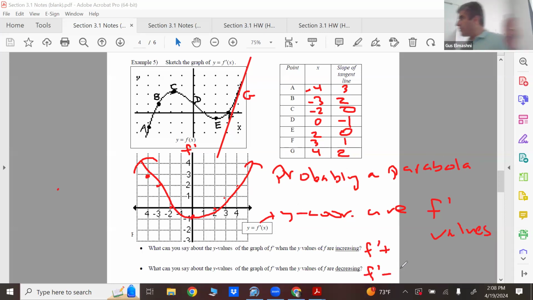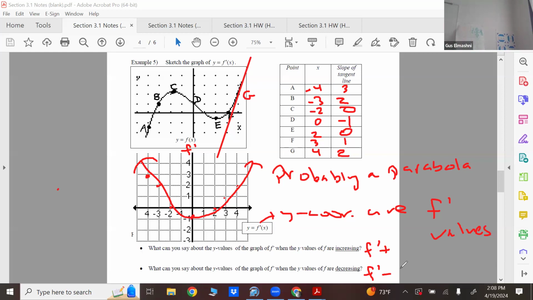Think of like a roller coaster, right? If you board the roller coaster, A, as you ride the roller coaster, are you going up or down? Up. So the graph is increasing. When the graph is increasing, F prime is positive. That is an important distinction we have to make clear. F prime tells us whether you're going up or down. So you're going up, so F prime is positive because the tangent lines have a positive slope.